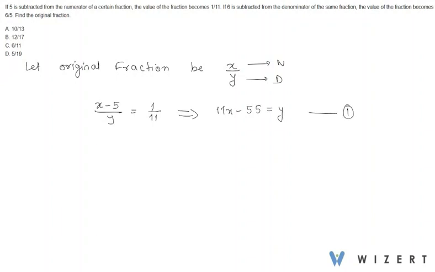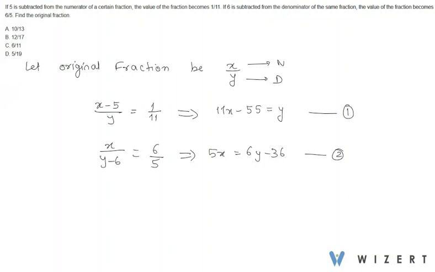From second condition, 6 is subtracted from denominator of the same fraction, so x divided by y minus 6 is equal to, the value of fraction becomes 6 by 5. In the same way we found first equation, we can find another equation here. So that is equal to 5x equal to 6y minus 36. Now in order to get the values of x and y, we'll have to solve these two equations simultaneously.